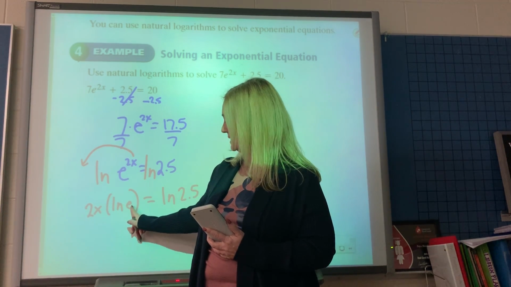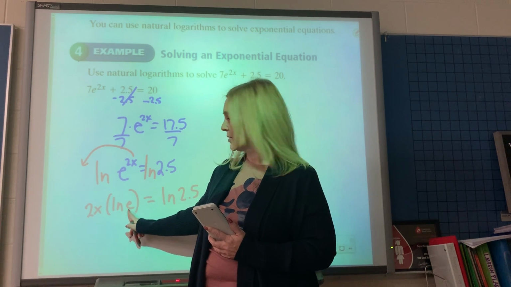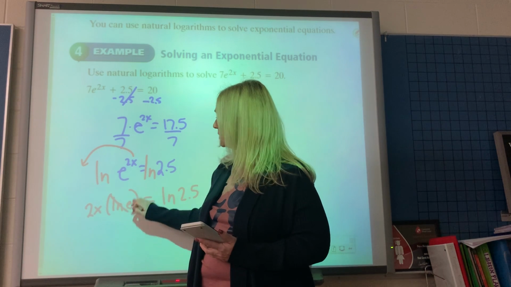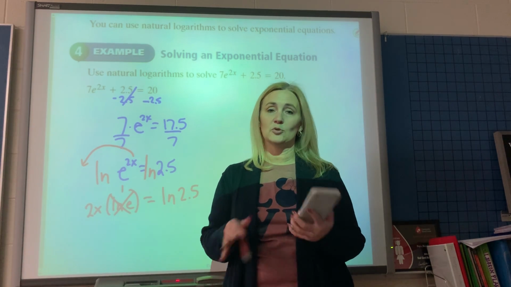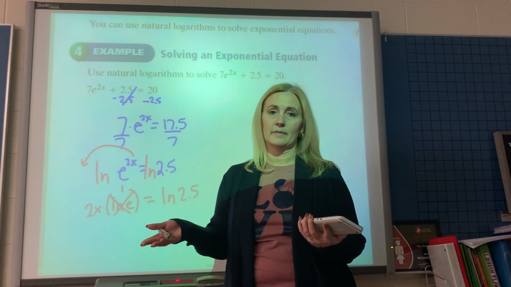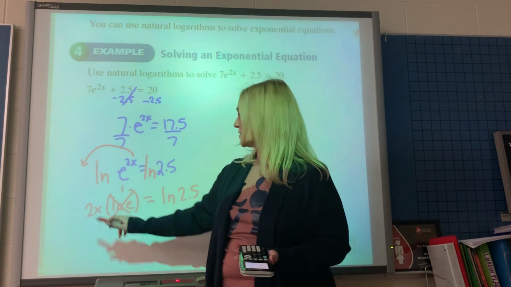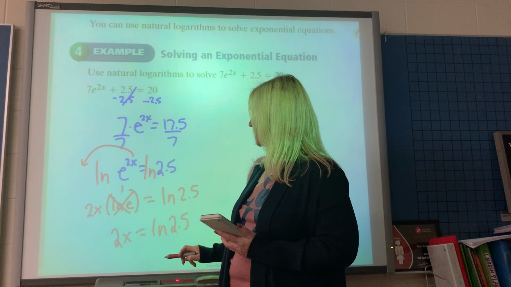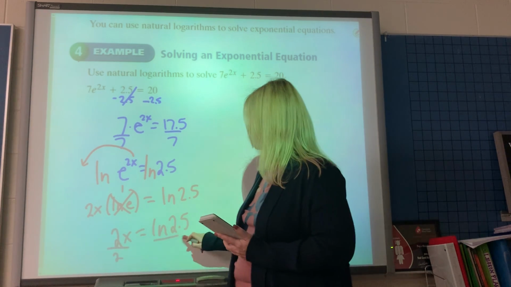Whenever this base and this number here match, remember what that was? That means e to what power is e? 1. All of that equals 1. Anytime that you see the ln of e, it's just equal to 1. So you can just take it out. You don't need it. So that means 2x equals the ln of 2.5, and then divide by 2.